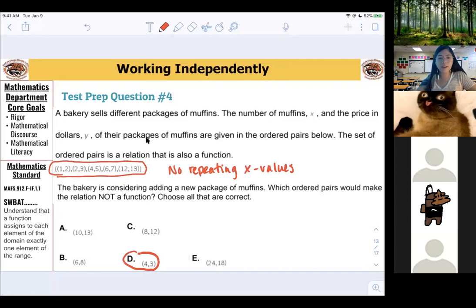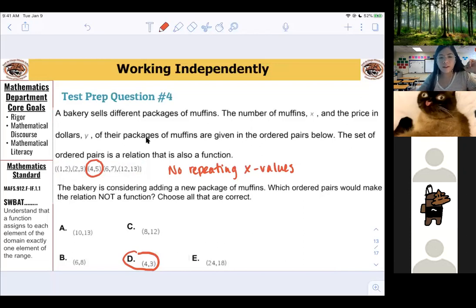And if I add that 4,3 to the list, what's my problem? Where is it repeating? The other 4. Yeah, so I already have a 4,5 right there. So if I added 4,3 to the list, that would make it not a function anymore because all of a sudden I'm repeating the 4. So that was correct. There's one more correct answer and it did not get too many votes.